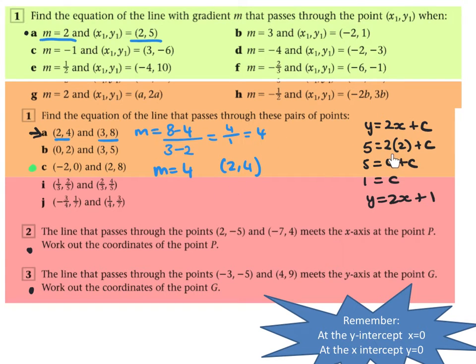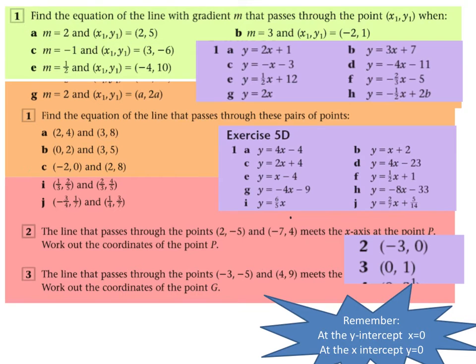Because now we go straight into this method. So now we've got our point. We know that y equals 4x plus c. I'm going to get 4 equals 4 lots of 2 plus c. So I'm going to get 4 minus 8, minus 4 equals c. So therefore y equals 4x minus 4 is the answer.